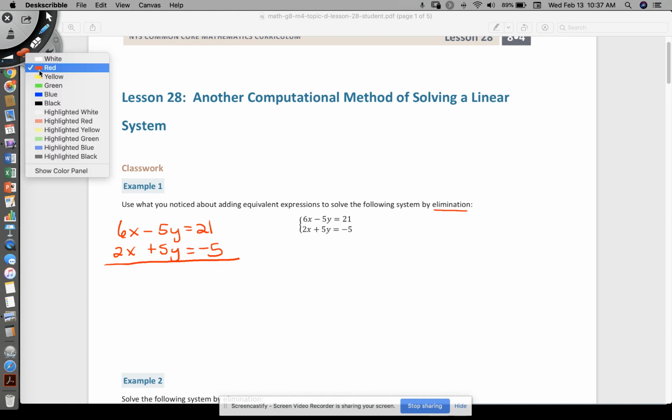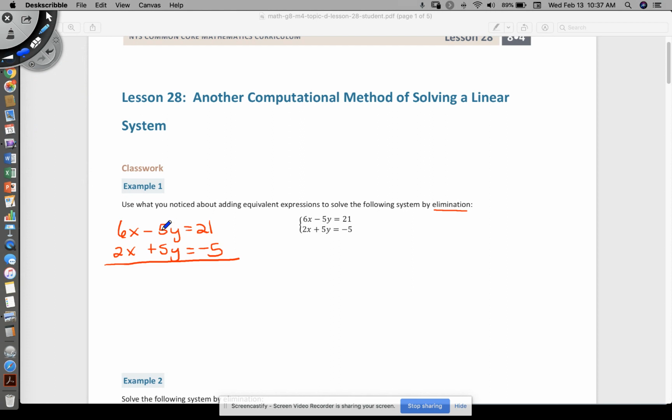Well, I noticed right away that I have a positive 5y and a negative 5y. So those two cancel. There's my elimination. So I'm going to cancel these, and then this is all added up. So 6 plus 2 gives me 8x. And then this one here is subtraction just because that 5 is negative. So 21 take away 5 gives me 16. So my x equals 2. So the beginning of my answer so far is 2.